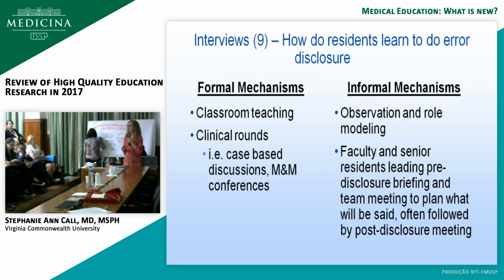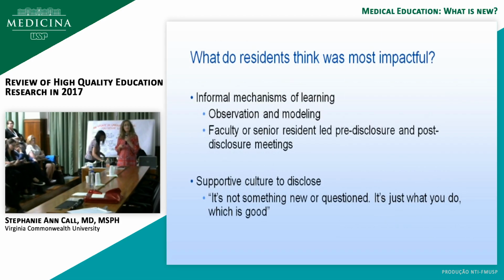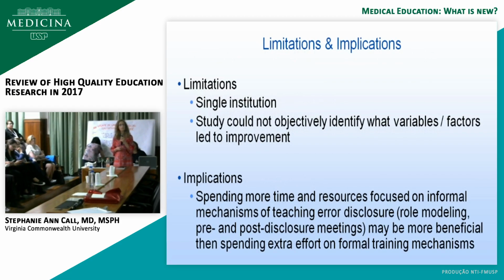And so in the interviews with only 9 residents, they were asked, how do you learn to do error disclosure? Is it formal mechanisms or informal? And compellingly, the residents said, we really learn more from informal mechanisms, from observing and role modeling, and faculty and senior residents leading pre-disclosure briefing and team meetings to talk about what's to be said. What did they think was more impactful? The informal mechanisms and creating a supportive culture to disclose. It's not something new or questionable, it's just what you do. So really the trend over time in these institutions is towards that type of culture.